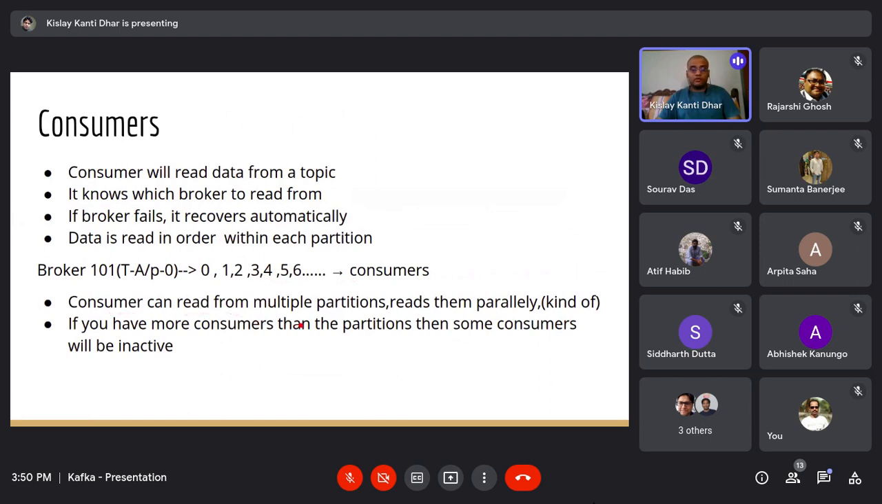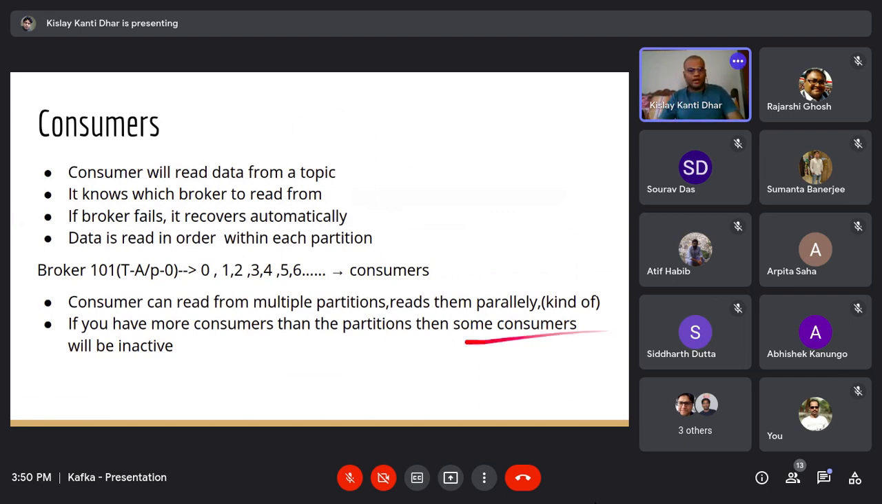So a consumer can read from multiple partitions, reading them in parallel, kind of. See what this line actually means. Sometimes there is a group of consumers, and they try to read this data from the Kafka cluster at the same time, but not exactly at the same time. Sometimes it will fetch four records from one broker, then after some time, it will fetch two records from another broker, like that. But it's so fast that they say it's reading them in parallel. Technically, it's not possible, but you can say that it's reading them in parallel.